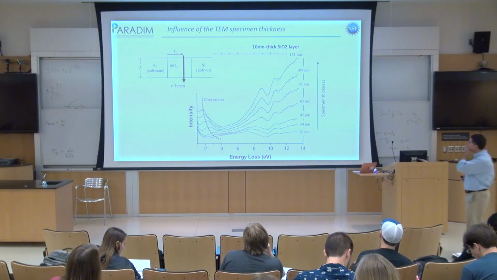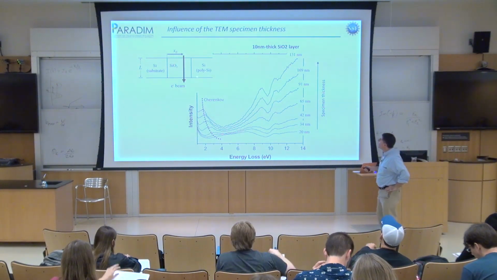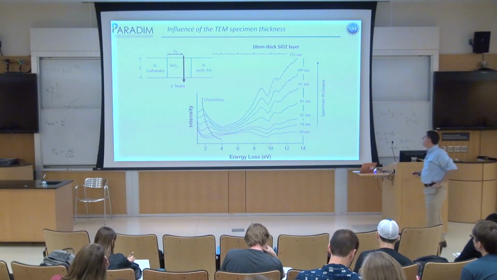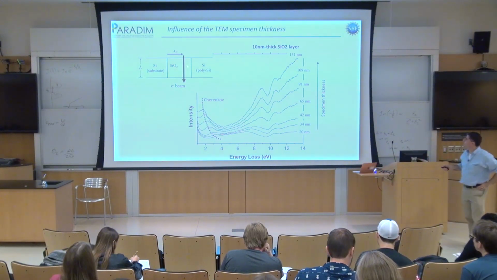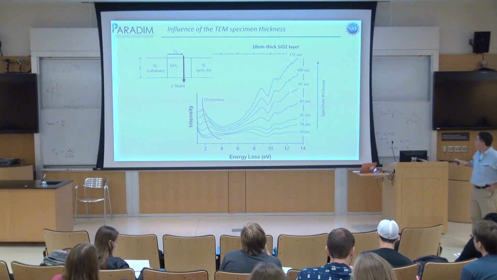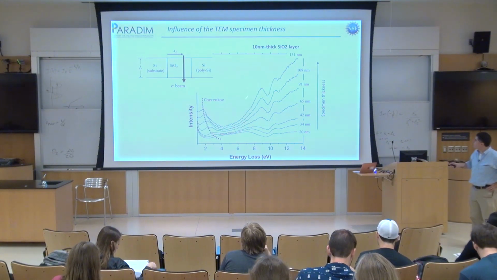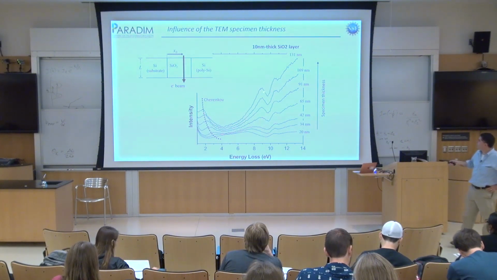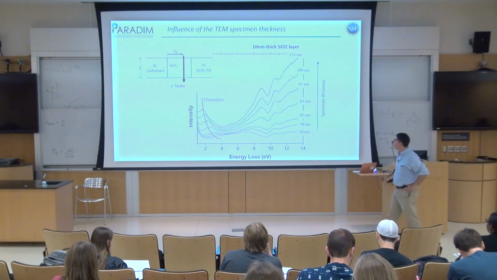Okay. What happens when I make the sample thicker or thinner? So now I'm just looking at different sample thicknesses. And this funny feature here is the interface plasmon. And it actually does depend quite strongly on the sample thickness.